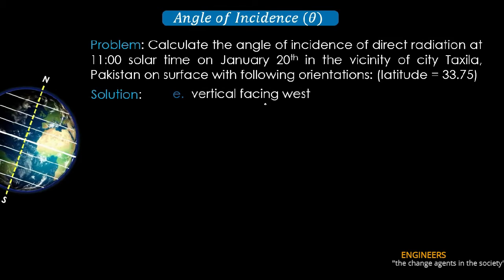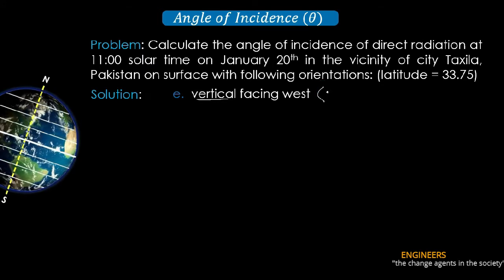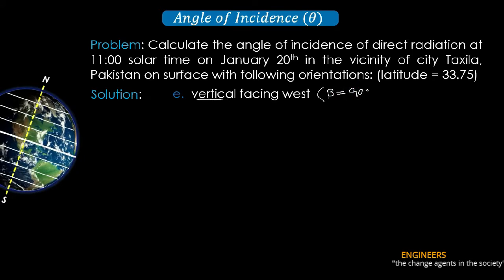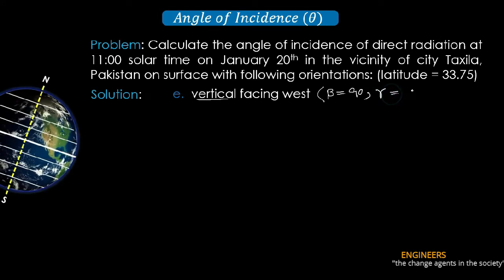Now solving for E part of the problem, where the plate is placed in vertical direction, means the slope of the plate beta, that is 90 degree, and facing westward, so the azimuth angle, the gamma, that is 90 degree. If it would have been facing towards east, then it would have been minus, but since it is facing towards west, so it is positive 90.